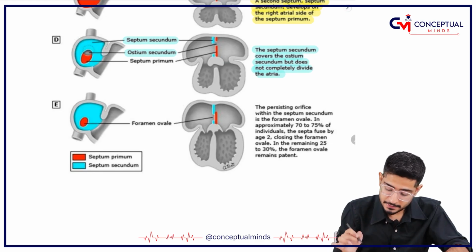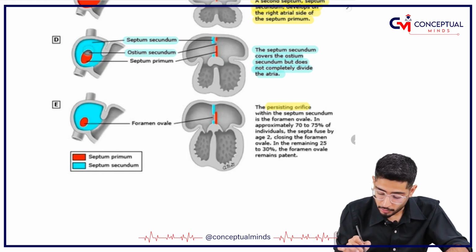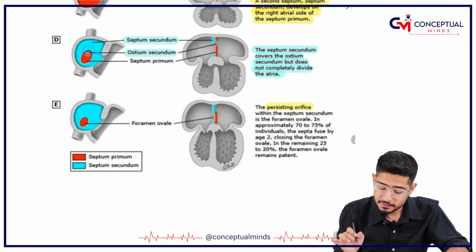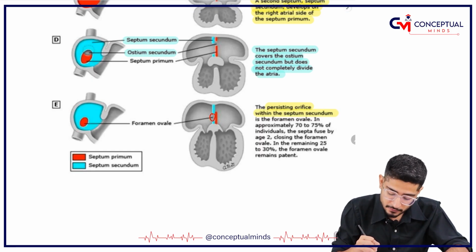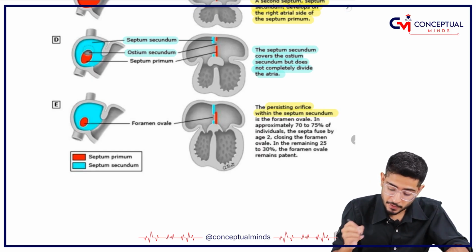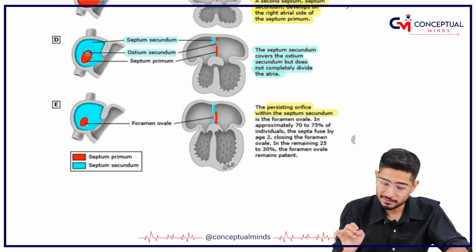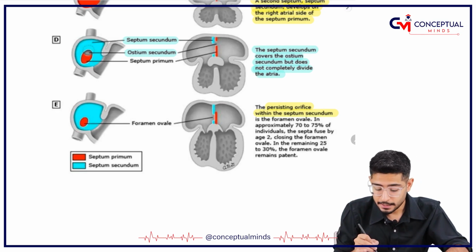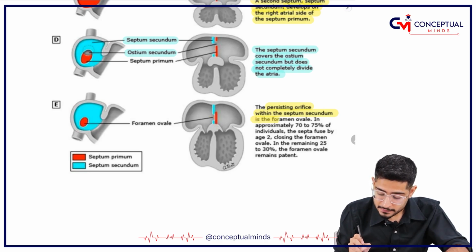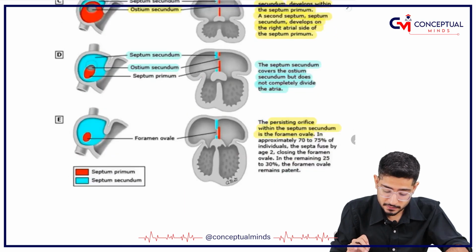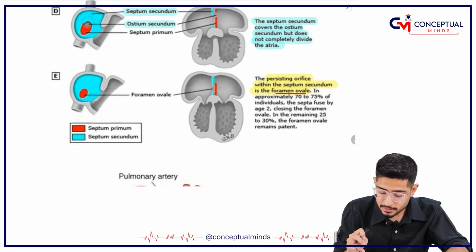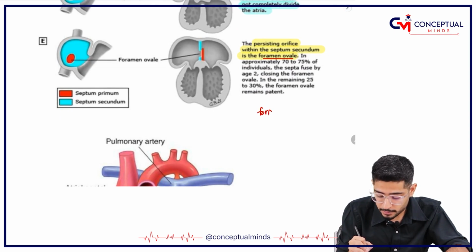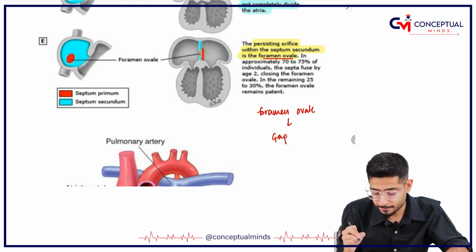Now, for example, if there is a persisting orifice within the septum secundum, can you see this? This persisting orifice in the septum secundum, between the light blue ones, is called the foramen ovale. So now you can understand what the foramen ovale is. The foramen ovale is nothing but a gap, a gap in the septum secundum.